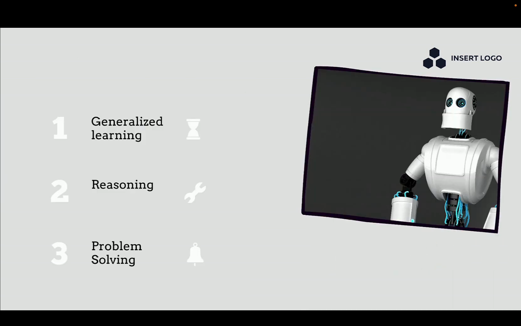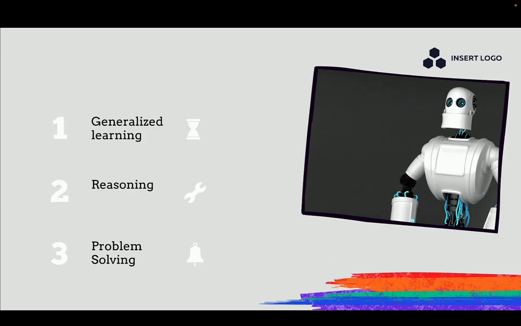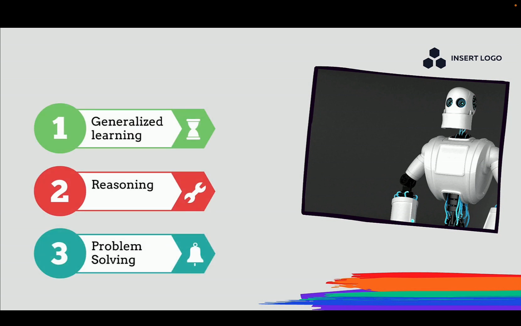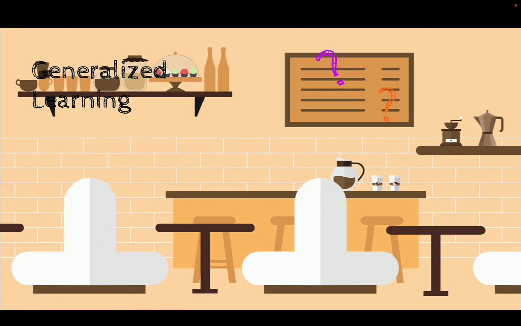So, our next question could be, what makes our machine artificially intelligent? Generalized learning, reasoning, and problem solving. These are the three things that make any machine artificially intelligent. So our first topic is generalized learning.